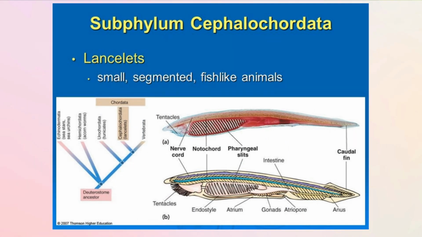Lancelets are small, segmented, fish-like animals. They are only a few centimeters long and are usually found buried in the sand at the bottom of warm, temperate, and tropical seas. Cephalochordates are segmented marine animals that possess elongated bodies containing a notochord that extends the length of the body from head to tail. Due to their lack of mineralized skeleton, their presence in the fossil record is minimal.